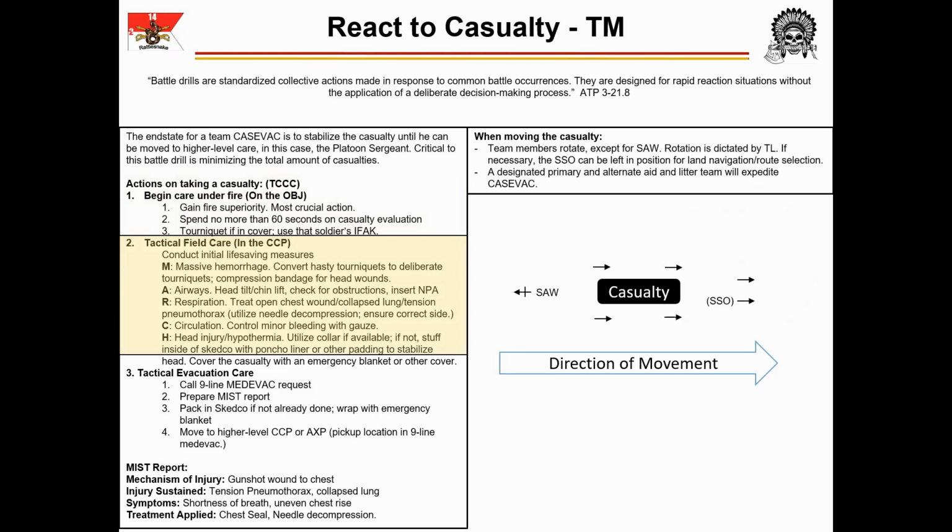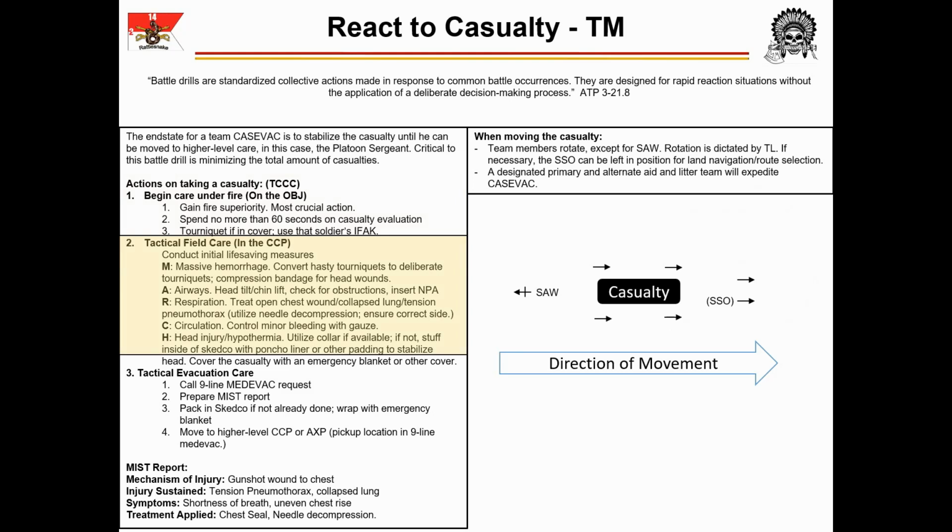The A stands for airways. Check the airway to make sure it is open. Apply a nasopharyngeal airway, or an NPA, and ventilate with a bag valve mask, BVM, if it is available. In events of facial trauma or airway failure, the medic can perform a cricothyrotomy.